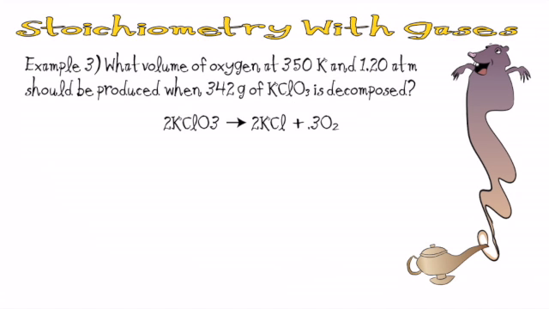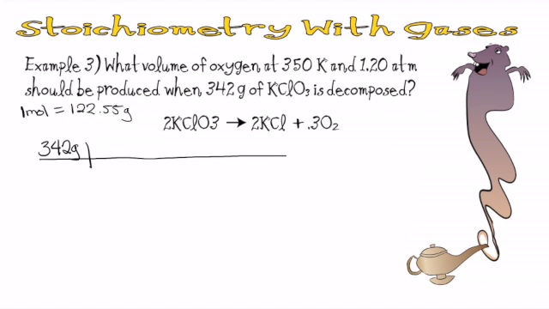Example 3. What volume of oxygen at 350 Kelvin and 1.2 atmosphere should be produced when 342 grams of potassium chlorate is decomposed? So we start with what we're given, 342 grams. We need to know the molar mass of potassium chlorate. So 1 mole is equal to 122.55 grams. To review how to calculate molar mass, check out the moles video. So we're going to divide by our molar mass, always compared to 1 mole.